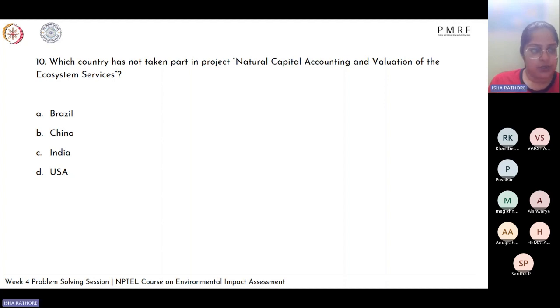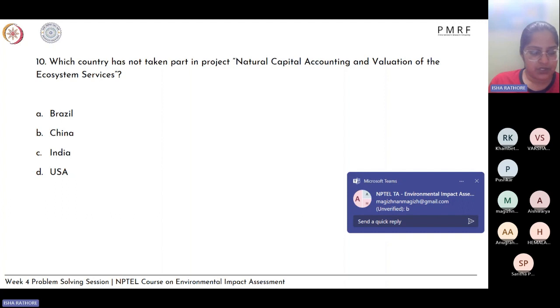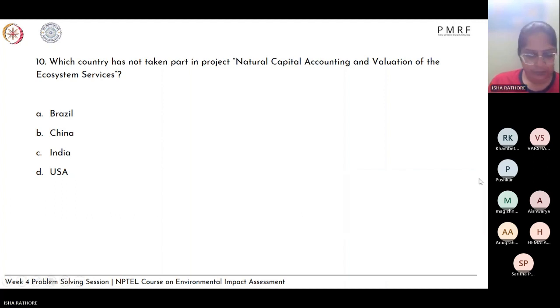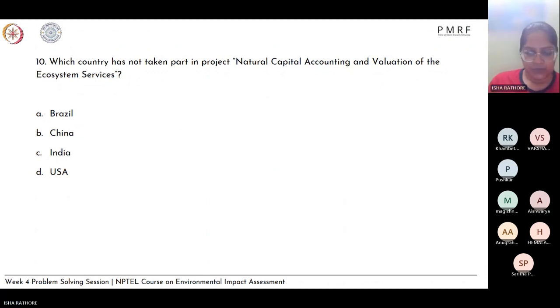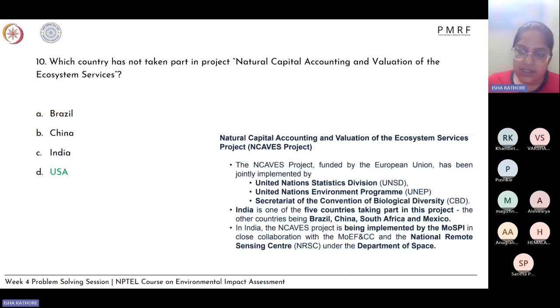So this is from the module on ecosystem services where we looked at examples. Okay, we have B. Okay, we have a D as well. Okay, we have divided opinion between D and B. So D is the correct answer.